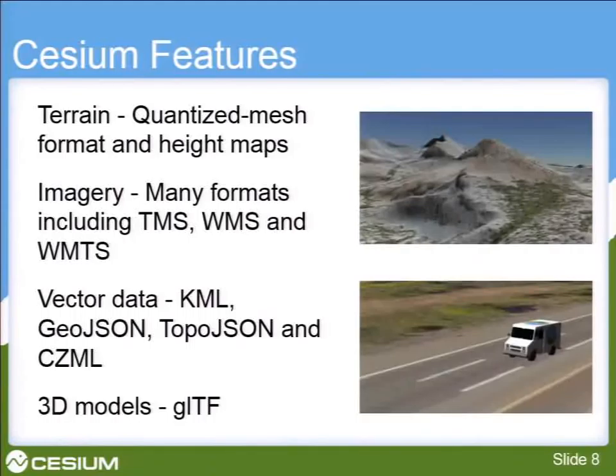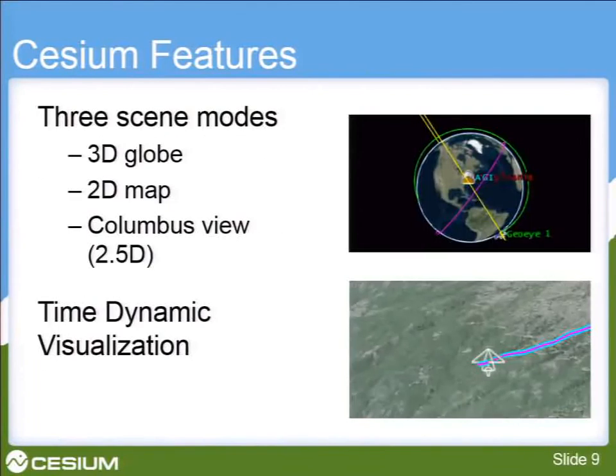An overview of some Cesium features. We have support for terrain and imagery in a couple of different formats. Support for vector data using KML, GeoJSON, or a language that we developed called CZML. And also support for 3D models using glTF.